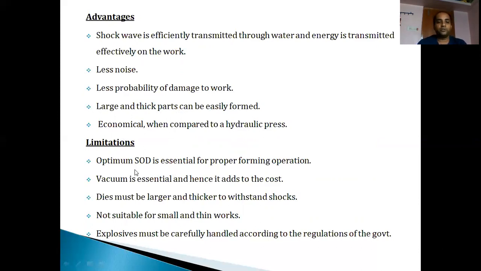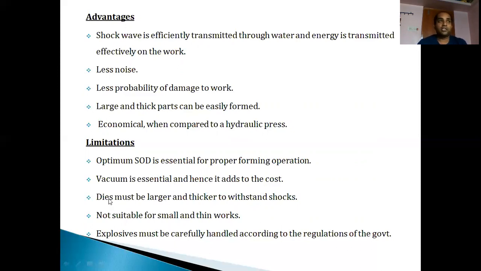What are the limitations? I told you, for each kind of workpiece material, the standoff distance is not the same. It may vary depending upon the type of work material and how much energy you want to develop. Therefore, you should know the optimum standoff distance. SOD means optimum standoff distance, responsible for a proper forming operation. Then you should remove the vacuum. If there is any vacuum, it leads to failure of your workpiece and will not develop a good surface finish.